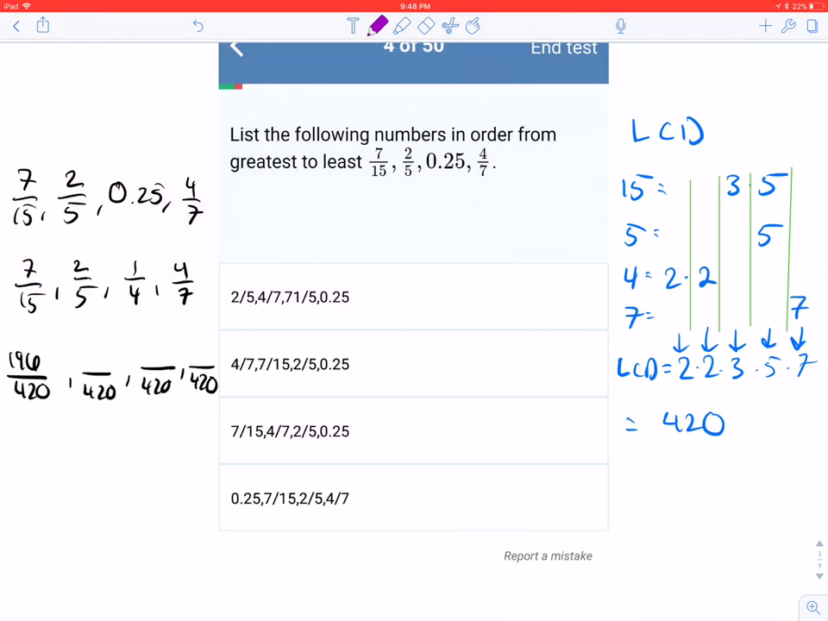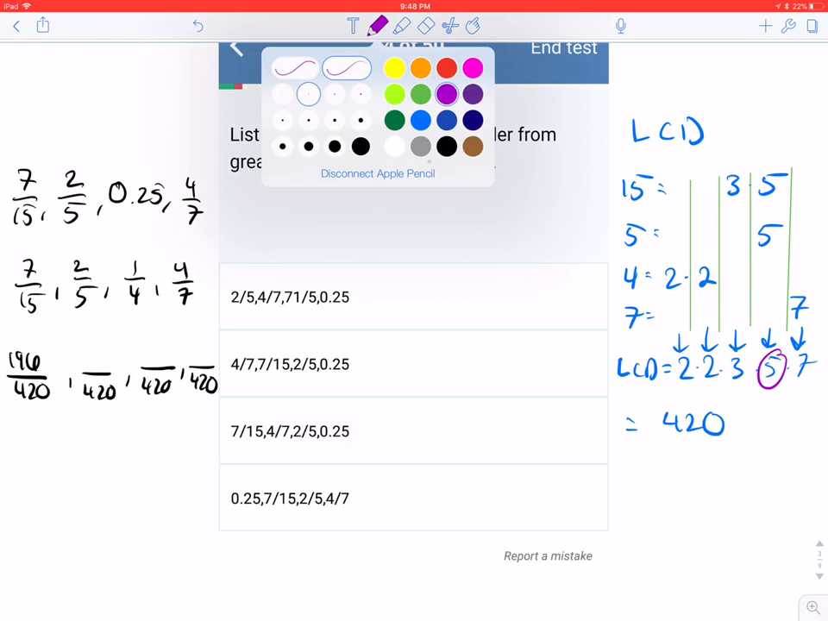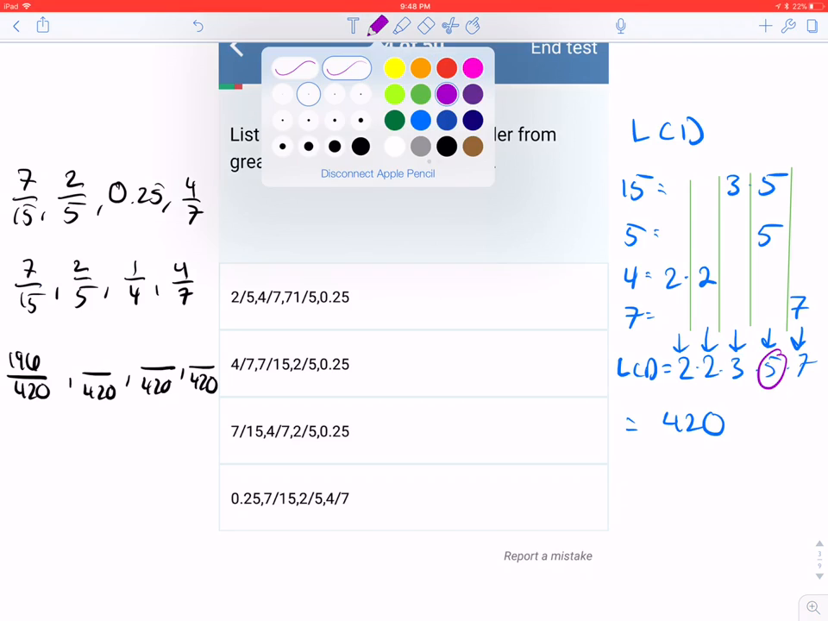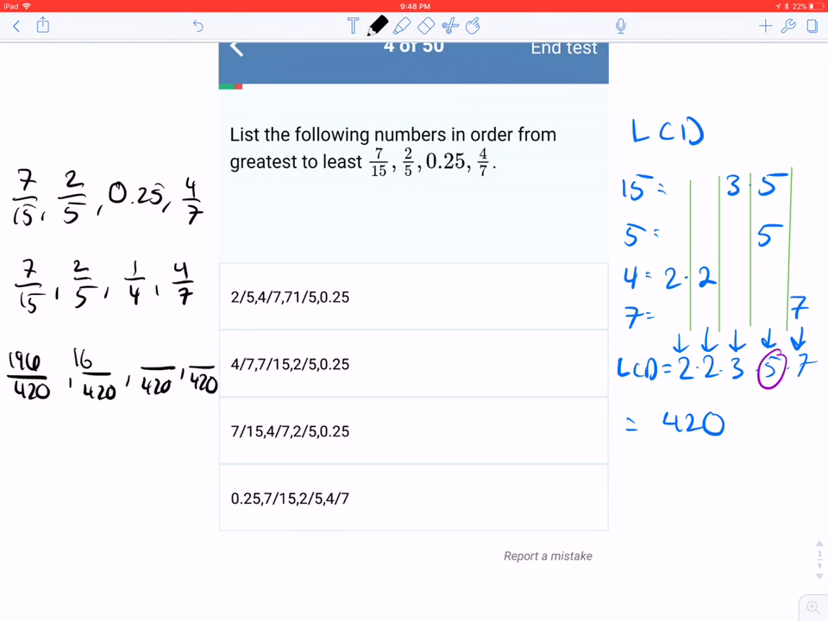So we're trying to get the next one to be 420. We've already used the 5, so that means we're multiplying the top and the bottom with the 2, 2, 3, and 7. 4 times 3 is 12 times 7 is 70 plus 14 is 84. So we're multiplying the top by 84. 84 times 2 is going to be 168. This is going to be 168.